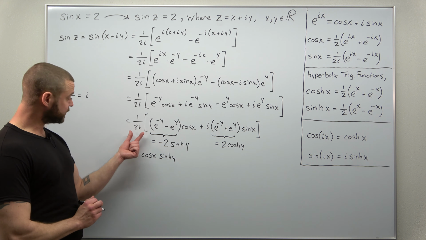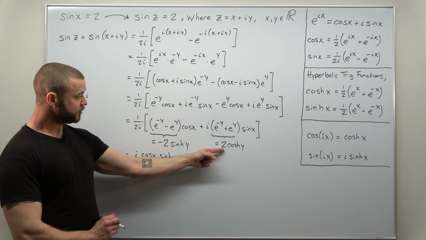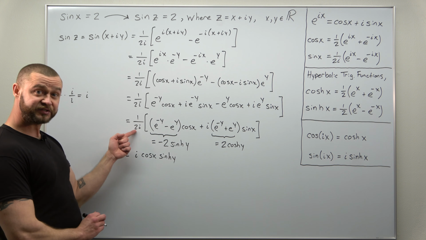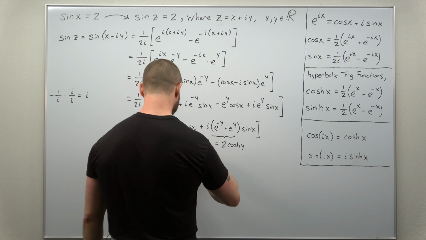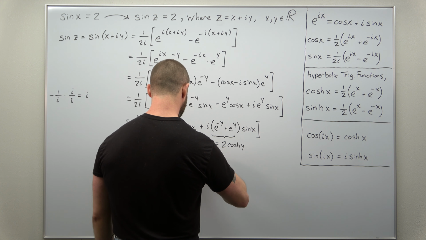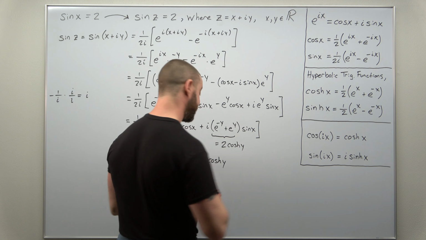And distribute your factor of 1 over 2i here to the second term in the brackets. 2 times i cancels out completely with 1 over 2i, leaving you with sine of x times hyperbolic cosine of y.